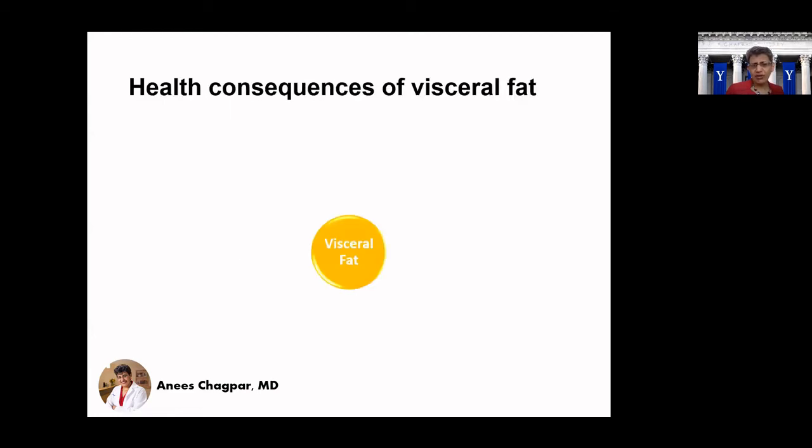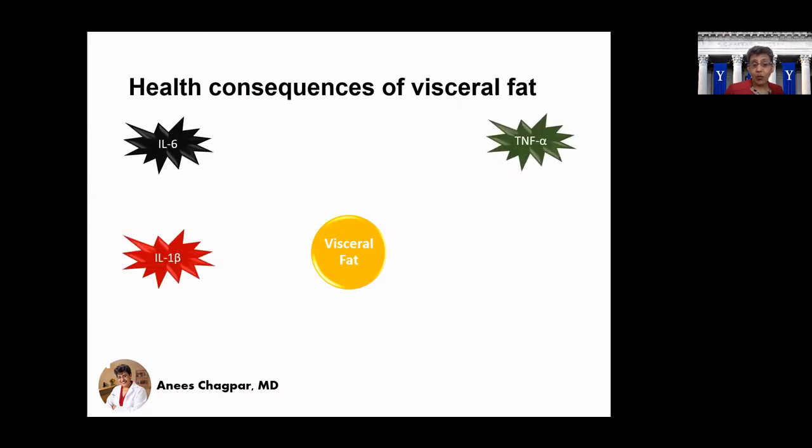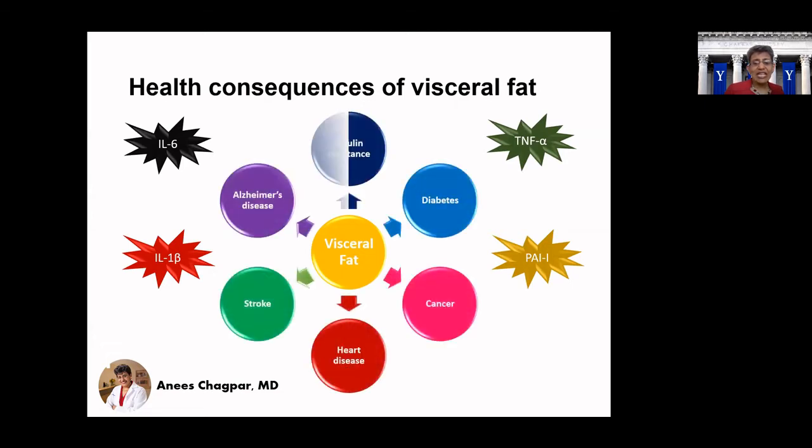So, what are those health consequences? And why do they occur? Well, when we think about visceral fat, it really increases a number of pro-inflammatory mediators, things like IL-6, TNF alpha, IL-1 beta, and others. And so, what happens is it increases your risk of a whole host of things, from insulin resistance to diabetes to cancer to heart disease, stroke, and Alzheimer's.